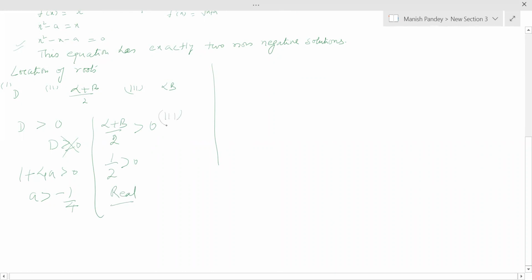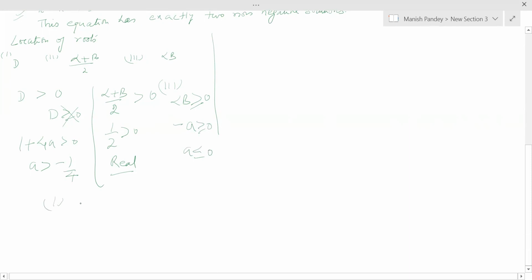Now the third point is alpha beta. On alpha beta, the condition will be alpha beta greater than equal to 0, not greater than 0. Why? One root is 0, the other root is 5, so their product will be greater than 0. Or if one root is 5 and the other is 6, their product will be greater than 0. But you cannot leave the condition when one root is 0. So when both roots are different but non-negative, you have to take alpha beta greater than equal to 0. Here c by a comes as minus a greater than equal to 0, so a will be less than equal to 0. If you take the intersection of the first, second and third, you will get the interval open minus 1 by 4 to closed 0.